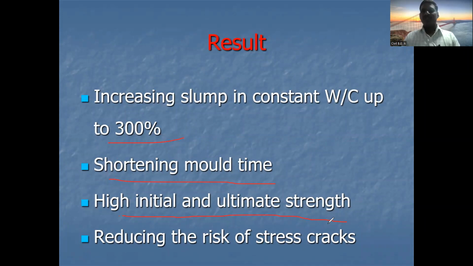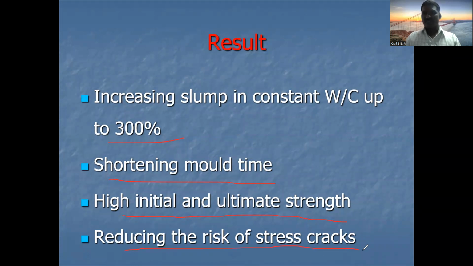Why? Because the accelerating admixtures we are using are for the strength which we have to get early. To get early strength we use accelerated admixtures, and by adding those admixtures, both the initial and the ultimate strengths of the concrete will be high, and it reduces the risk of stress cracks.